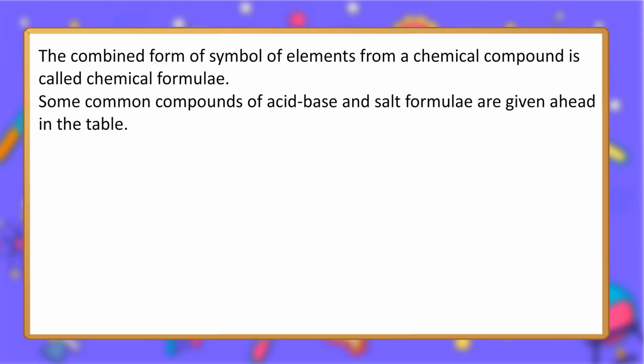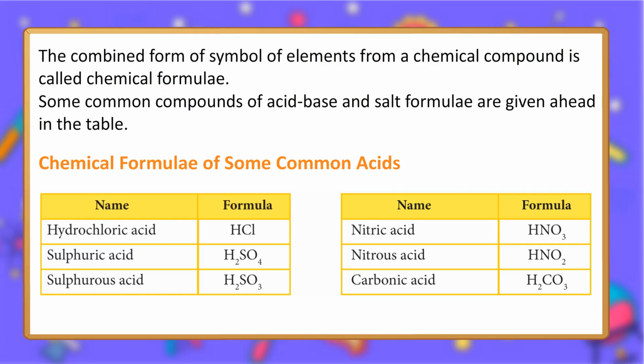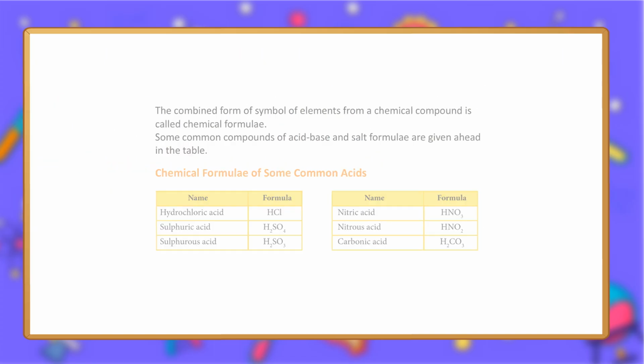Some common compounds of acid, base and salt formulae are given ahead in the table. Chemical formulae of some common acids. Name, formula. Hydrochloric acid, HCl. Sulfuric acid, H2SO4. Sulfurous acid, H2SO3. Nitric acid, HNO3. Nitrous acid, HNO2. Carbonic acid, H2CO3.